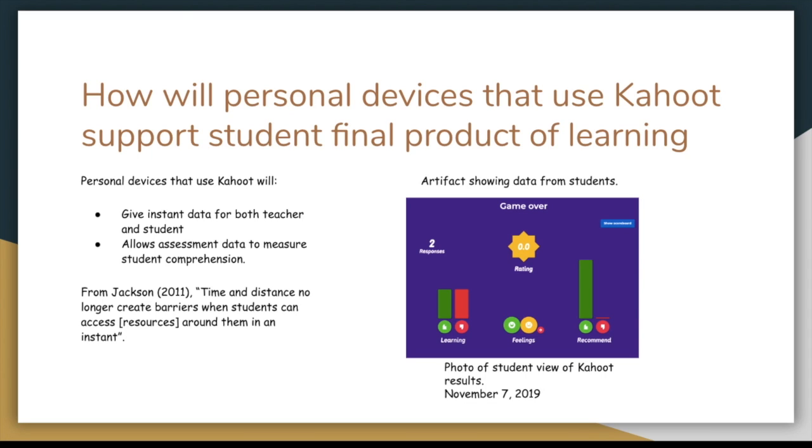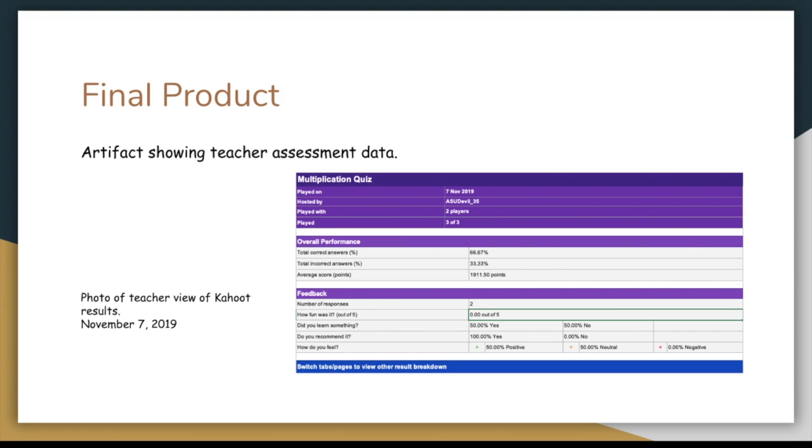Personal devices that use Kahoot will support student learning by providing instant feedback and assessment data that will allow teachers to measure student comprehension. You can see evidence of student data. I will review this to reteach or move on to another lesson. Kahoot gives data for the facilitator in an Excel file if needed. I can look at this to see if there are any improvements for my lesson.